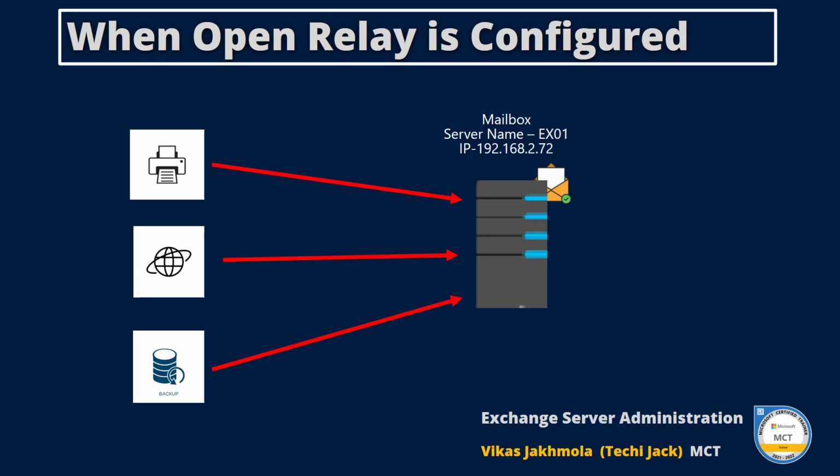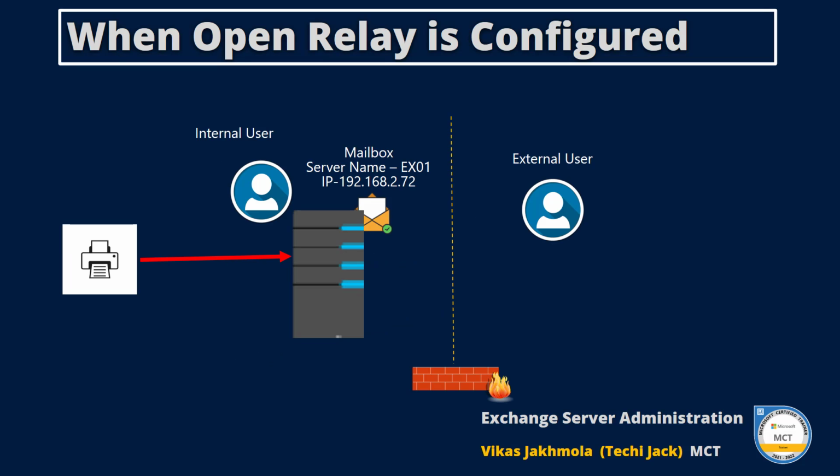On the other hand, anonymous relay is a common requirement for many businesses. You may have your web application, database servers, monitoring application, or any other network devices such as a printer that generates alert messages for administration or any other purposes. Whenever you feel this requirement, you need to be alert that you must not configure your Exchange server as an open relay.